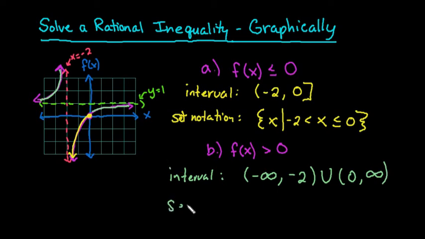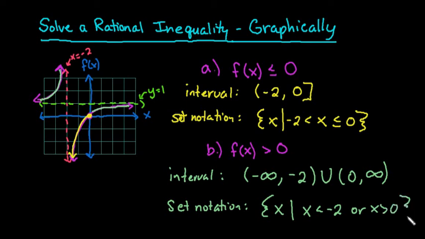If you are writing this in set notation, we would just say the set of all numbers x such that x is less than -2 or x is greater than 0. All of those values will give us a positive output for this rational function.